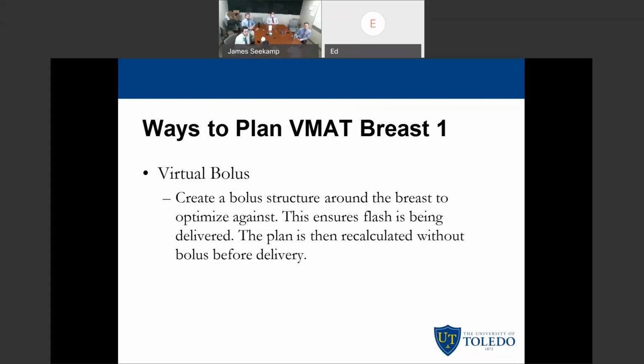But the first method is the virtual or fake bolus that we all know, where you create that bolus structure around the breast to optimize against. And this way you're ensuring that flash is going to be delivered with the arc. And then you have to recalculate your beams with the bolus removed because the patient isn't going to be treated with bolus on.